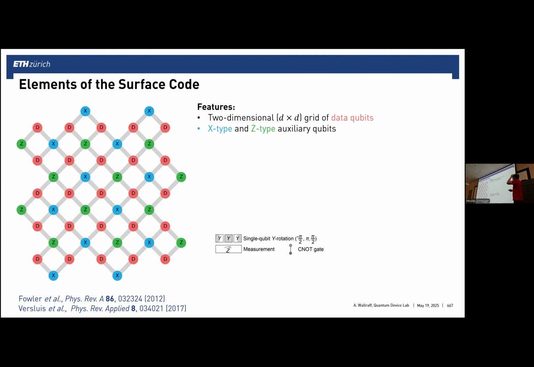All right, so I've mentioned to you that you store the logical state in this d by d grid of data qubits, and then there are these X and Z type auxiliary qubits that sit in the plaquettes formed by the data qubits, which sit on the vertices of this lattice. And these auxiliary qubits are used to measure the parity of the data qubits on the vertices of this plaquette. So how do you measure the parity? You need to figure out whether an even number of these qubits is in one, or if an even number of the qubits is in an even superposition state, 0 plus 1.